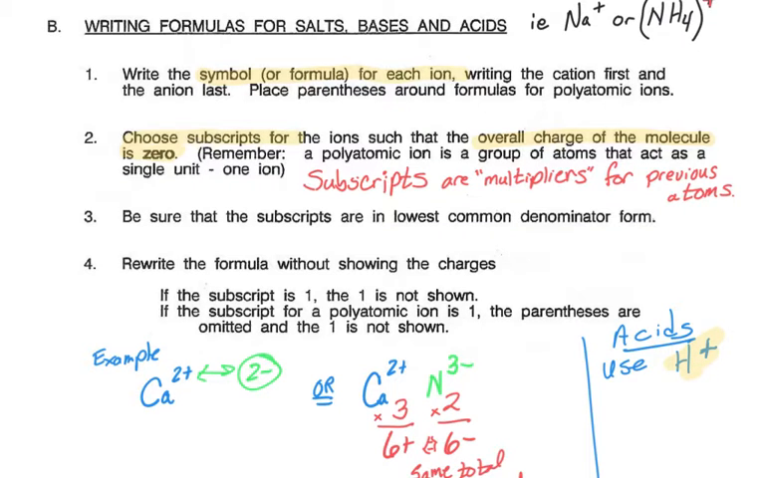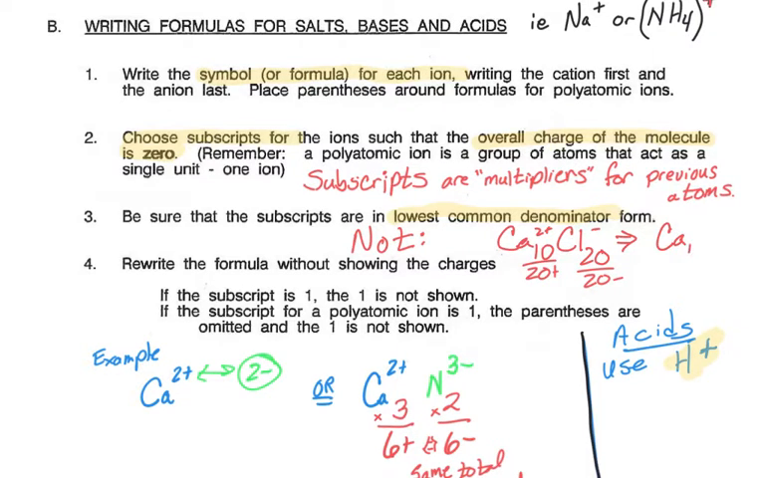When we're balancing out those charges, you need to make sure that those subscripts are in the lowest common denominator form. What that means is I shouldn't have a 10 and a 20 in the formula. That would be a 1 and a 2 instead. So always double check that your formula has the lowest common denominator, not some large multiple. And finally, you're going to rewrite the formula without showing the charges and without showing the extra parentheses.